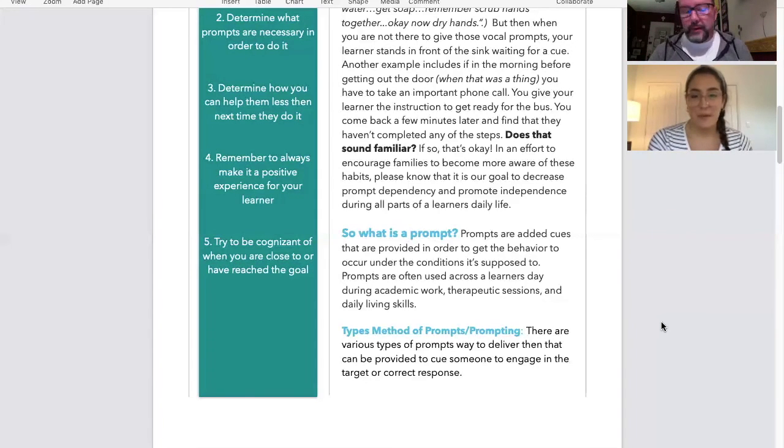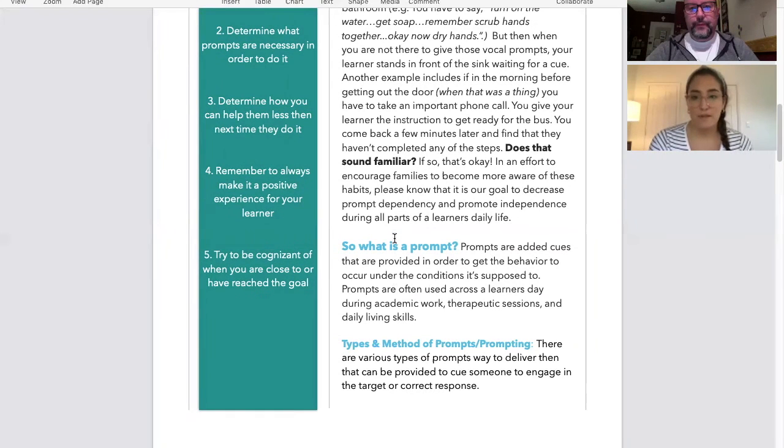They're everywhere. We're going to identify for you what are those kinds of things that your learner needs to help them do it. So that would be the first thing. And then the second thing is how to get rid of those so that the behaviors will actually occur under the conditions under which we want them to occur. Okay, so what we're going to then talk about also are the types and methods of prompts and prompting.